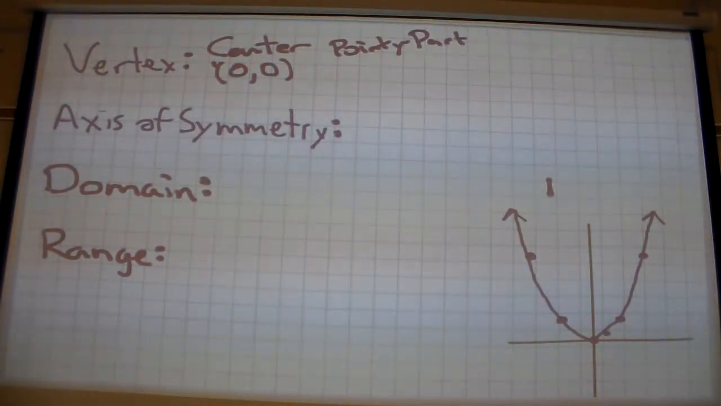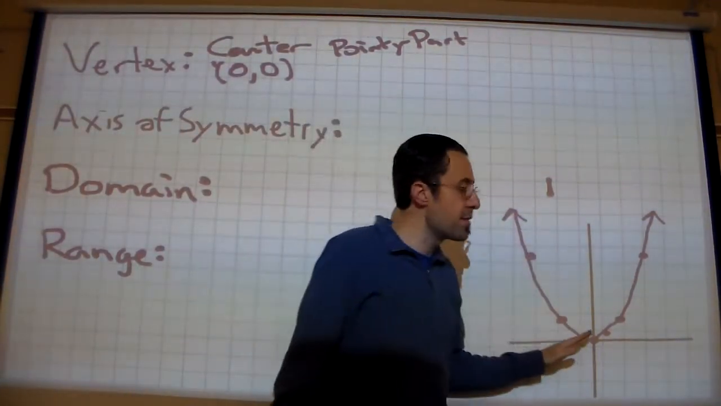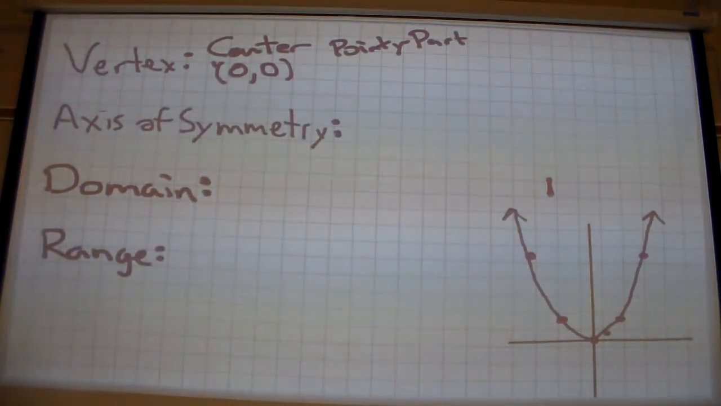Okay, now what is the parabola doing on the left side of the vertex? Going down. What is it doing on the right side? It's going up. Okay, so it changes direction at that point, right? It bottoms out, it changes direction. We'll put that.